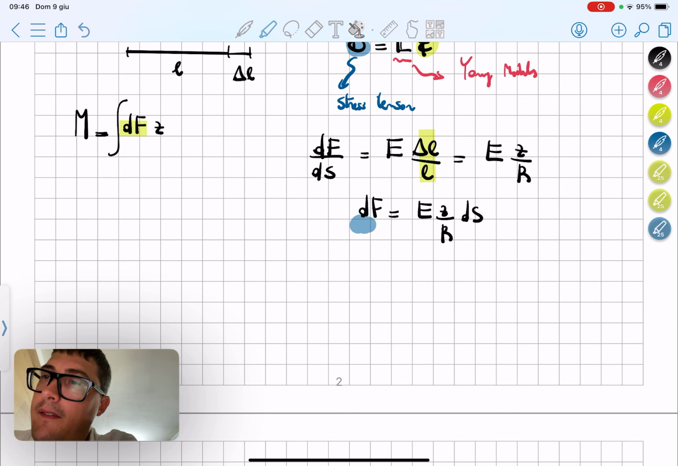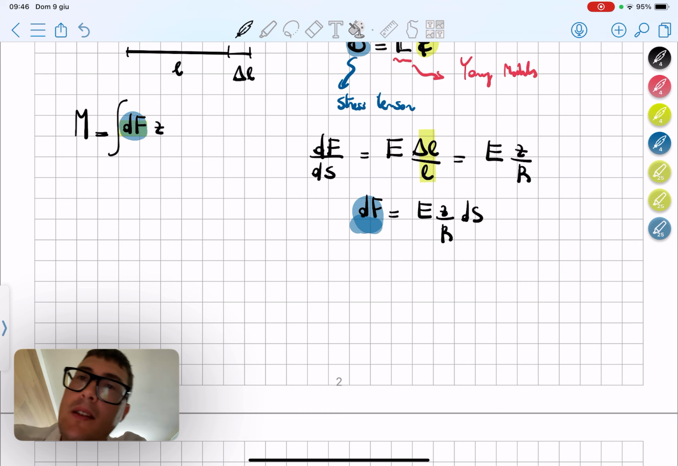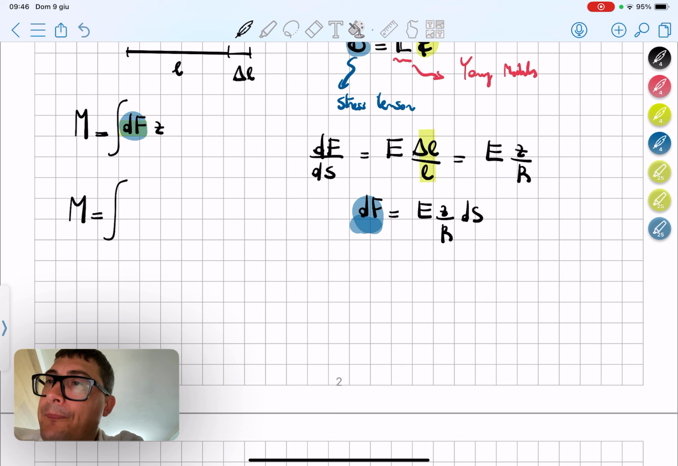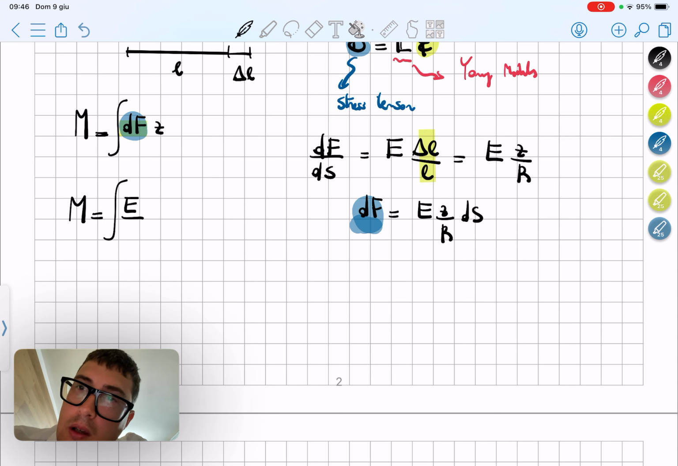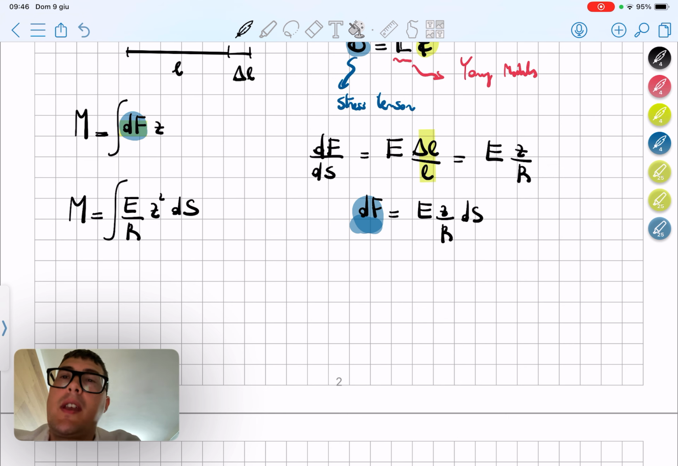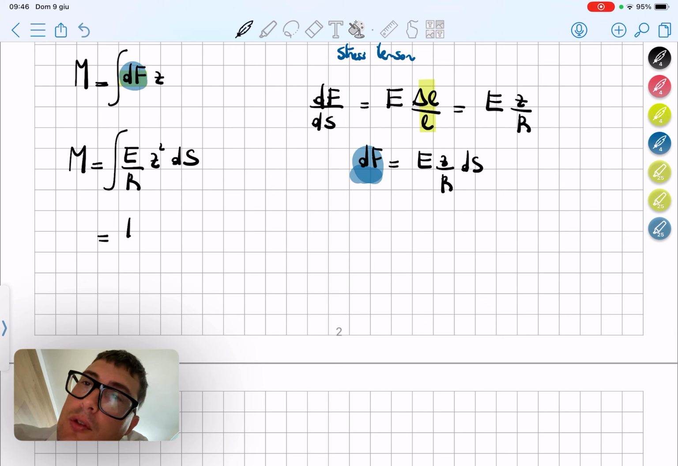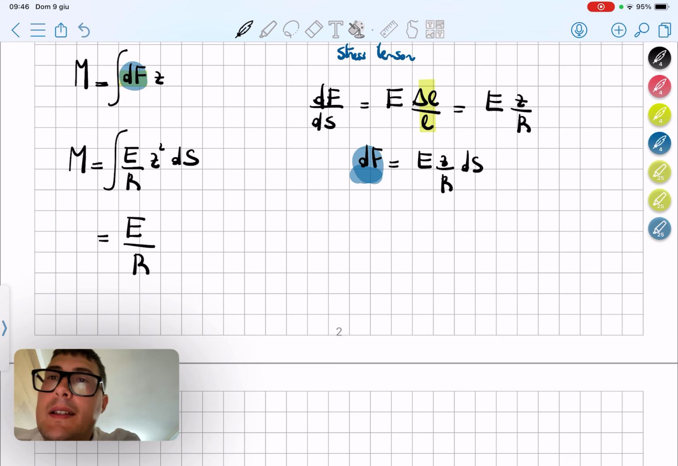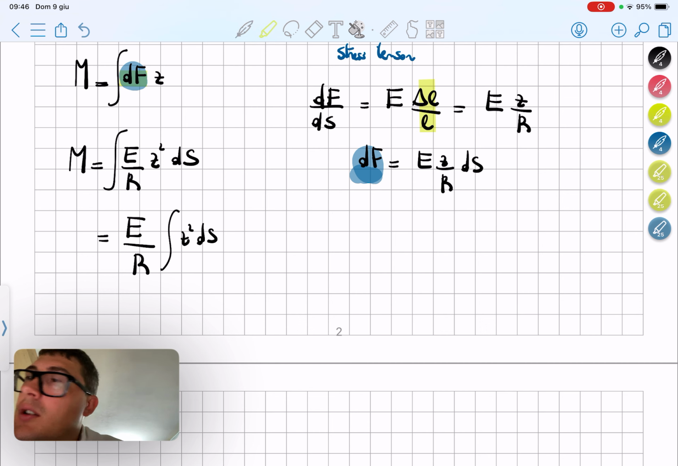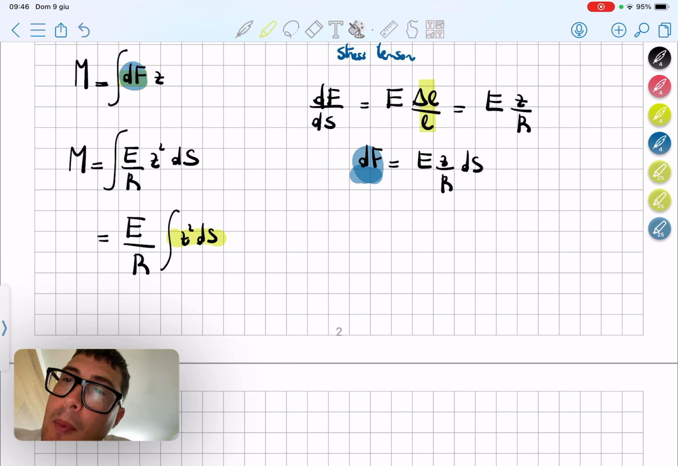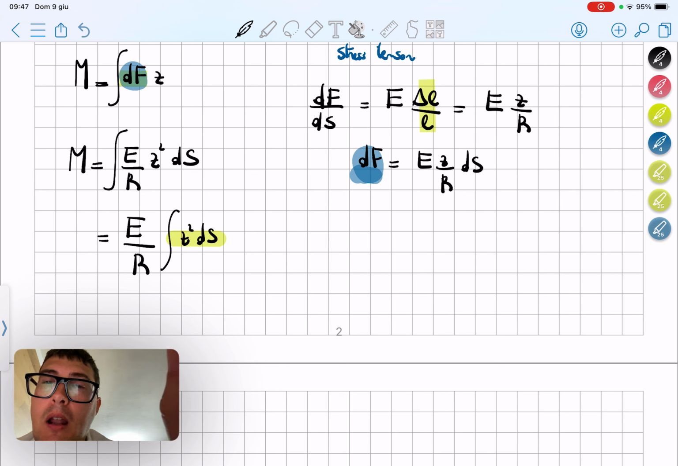We substitute this dF into our equation of the moment. So we have that this is the integral of dF, which we said is E over R Z, but there is already a Z, so it's Z square ds. We can take out the constants which do not depend on the integration measure ds, so it's E over R, and this is the integral of Z square ds. But what is this? This is an inertia moment because it's an area multiplied by a distance squared, which in a certain sense describes how the mass is distributed around the center of the mass.